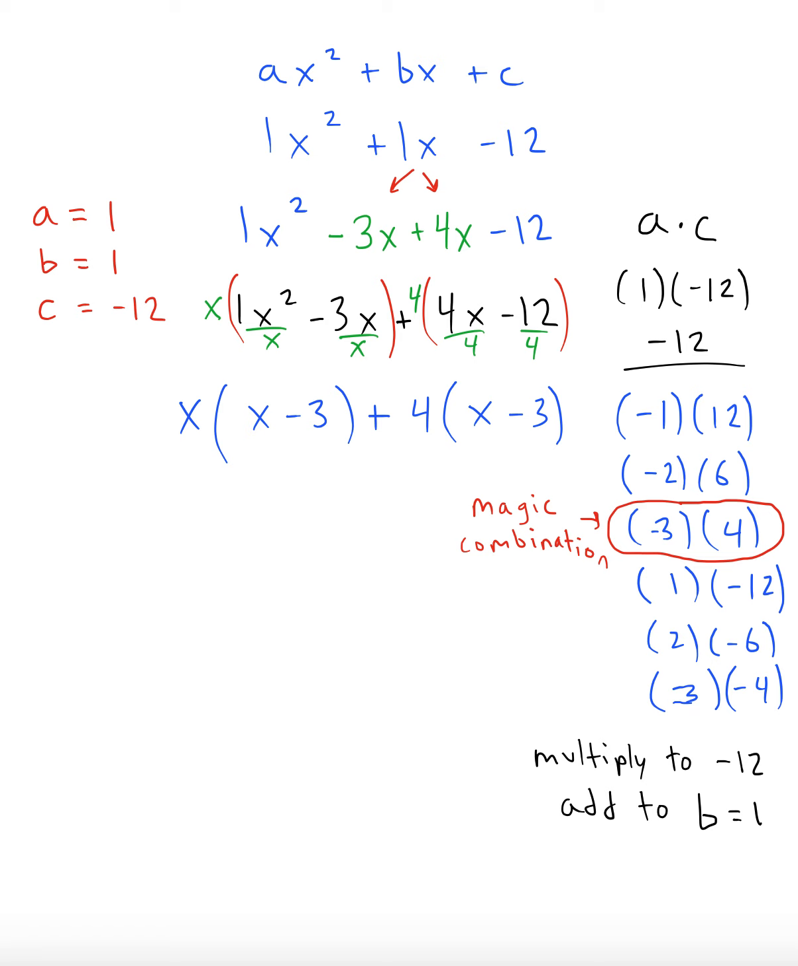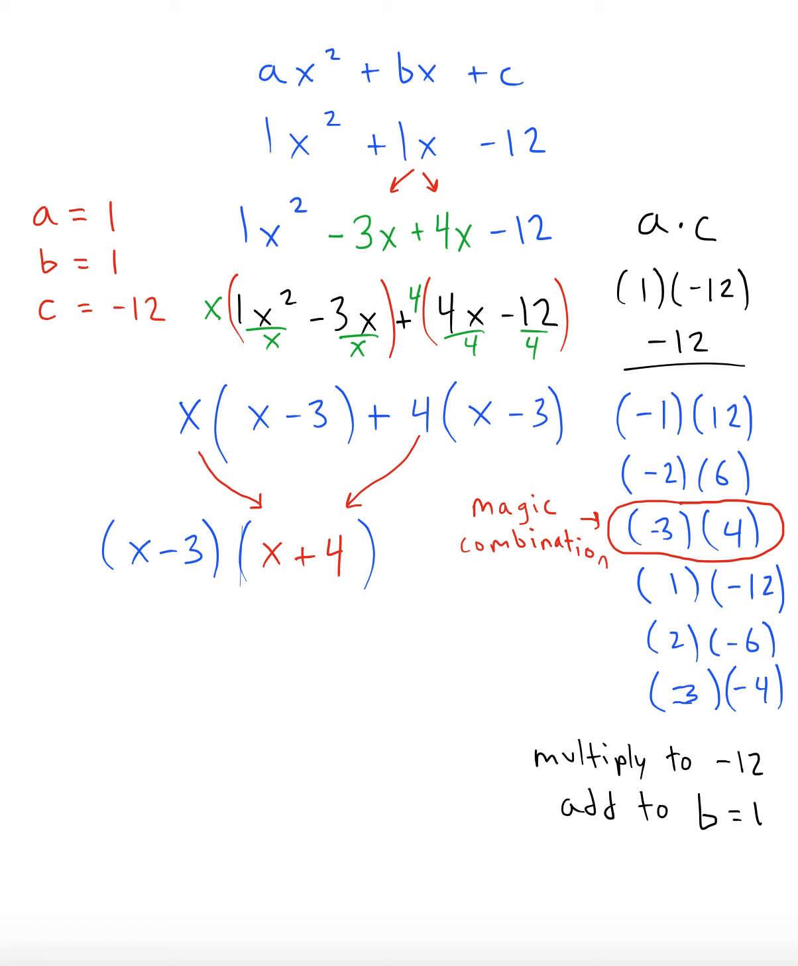Now there's just one last step to do. That's put it into its final factored form. We bring the x minus 3 out front and leave behind our x and our 4. All right, the problem's done now.